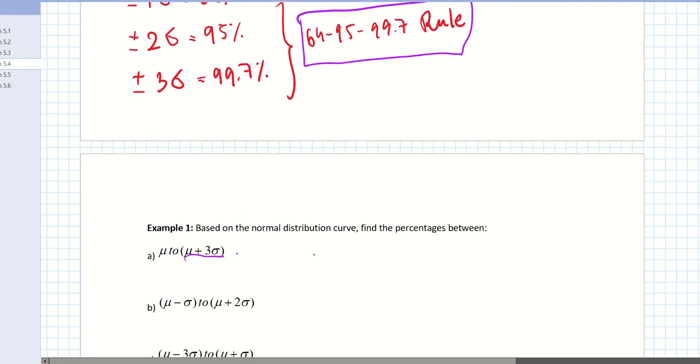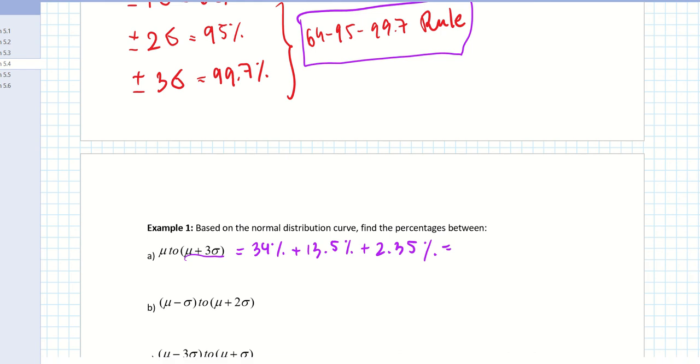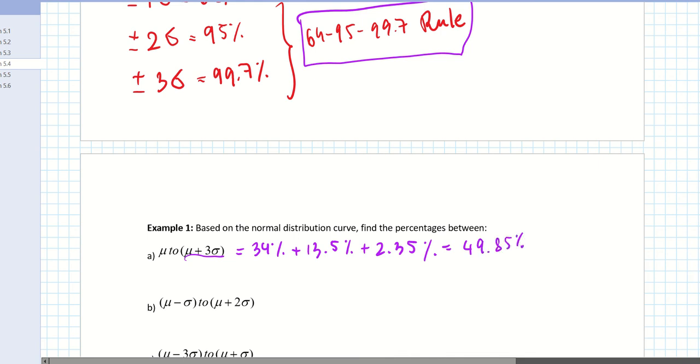So we're going to write here that this is going to equal 34 plus 13.5 plus 2.35. Okay, so when you add this, in total, we get 49.85, so almost 50%. All right, so that's from the mean, from the middle, to 3 standard deviations to the right.